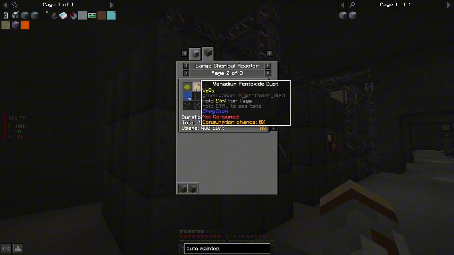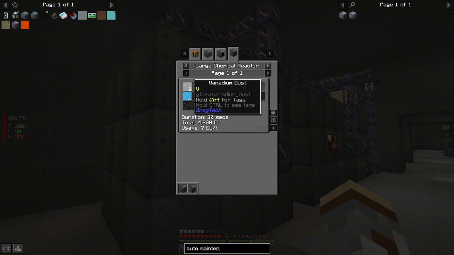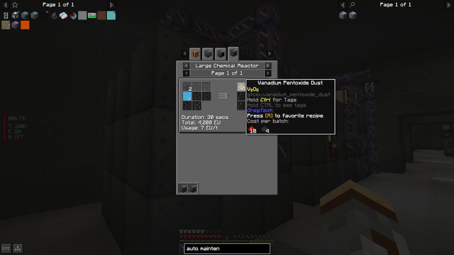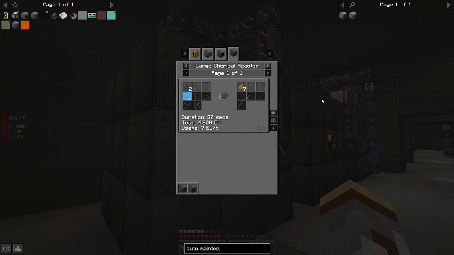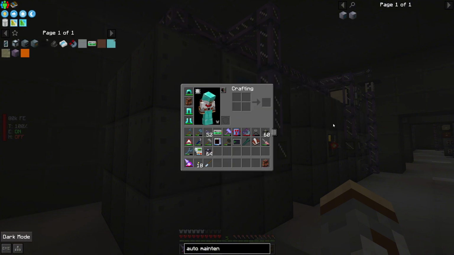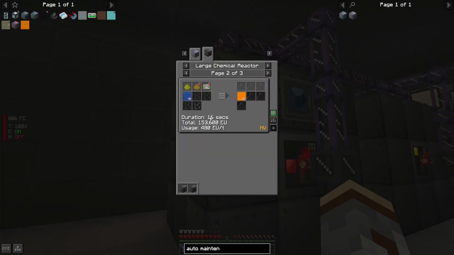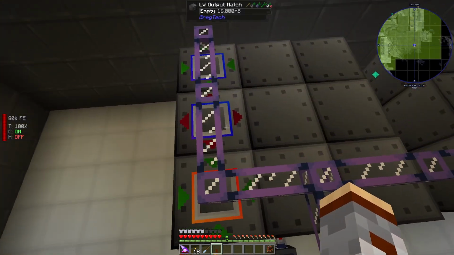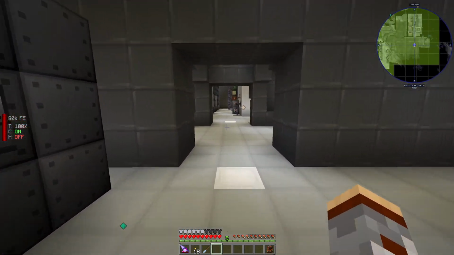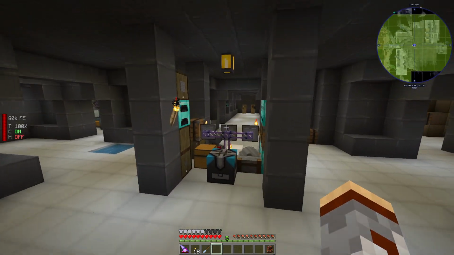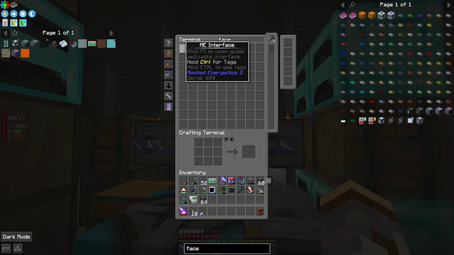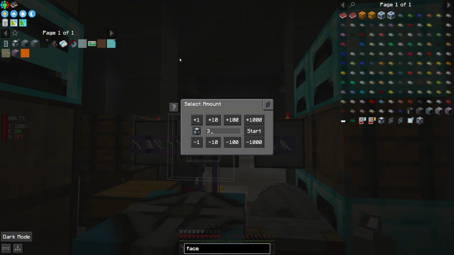I've pre-made this vanadium pentoxide, which actually is just vanadium dust with oxygen in an LCR, and we get pentoxide. In fact, I did actually automate this in our main Autocraft LCR over there. So all I need to do now is set up an input bus to stick sulfur into this one we have in front of us with water, and we should get our sulfuric acid. So let's, oh, you know what? I'm going to need interfaces before I can do that. So let's get 3 of those made.